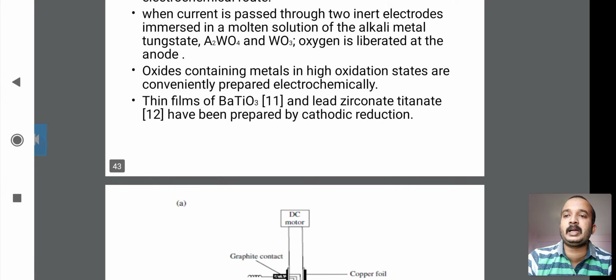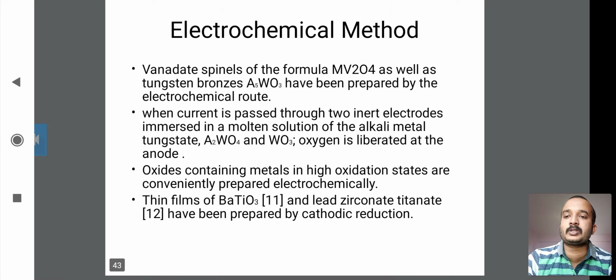Then secondly, oxides containing a metal in a high oxidation state are conveniently prepared electrochemically. So the different types of oxides containing metal in a high oxidation state are prepared electrochemically. This is also an electrochemical method.